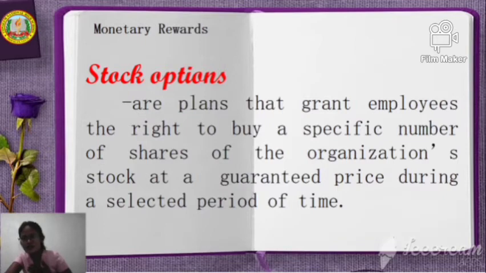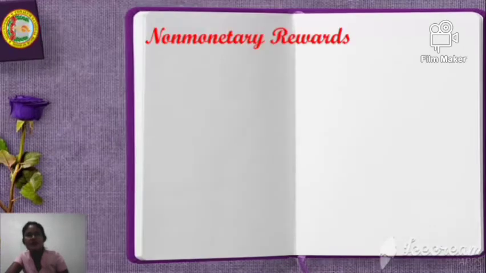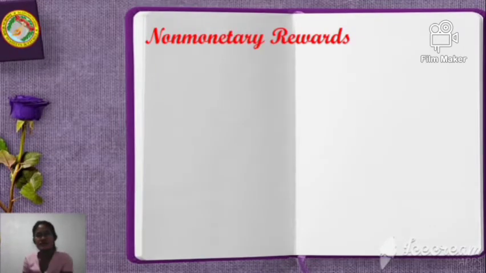We also have the chance as employees to buy a specific share of the organization where we are working. Okay, that is stock options. Next, we are done with the first type of reward system, that is monetary, which is all about money. Now let's go to non-monetary rewards.